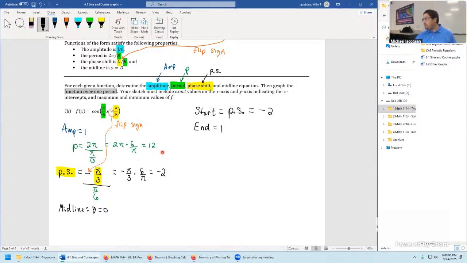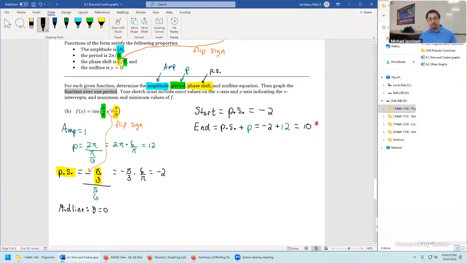The end is going to be whatever the phase shift is, plus whatever the period is. The phase shift is still negative 2. So it's going to be negative 2 plus the period of 12. So the plot ends at 10. So this is all x-axis information. Y-axis information was the amplitude 1.